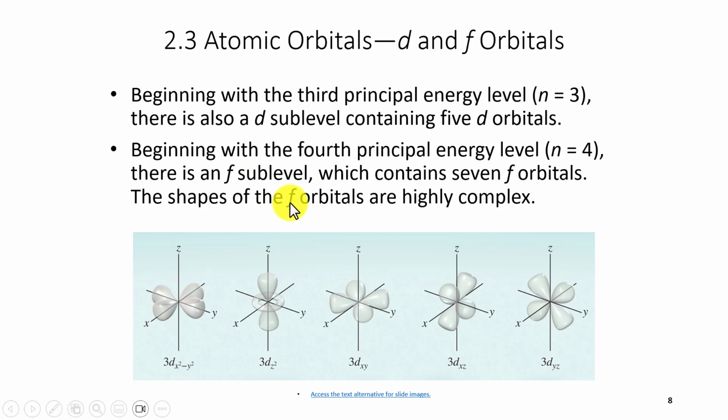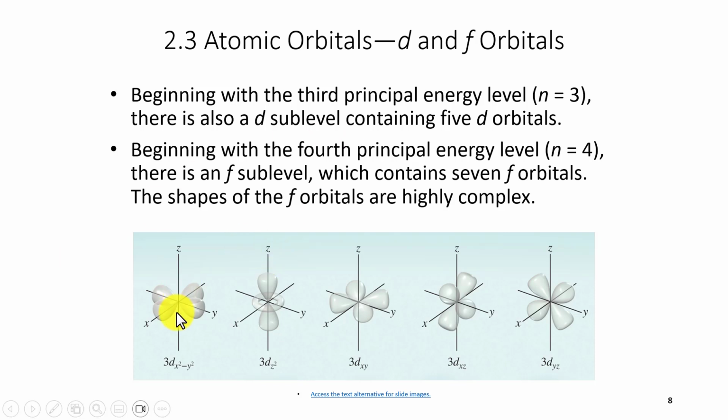The f orbitals are highly complex, and I haven't included them here, but for energy level n equals 4, you will have s, p, d, and f as well, and there are 7 of those f orbitals.